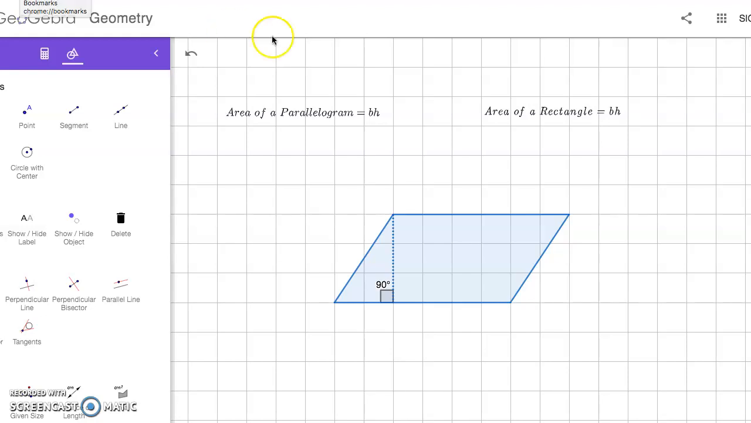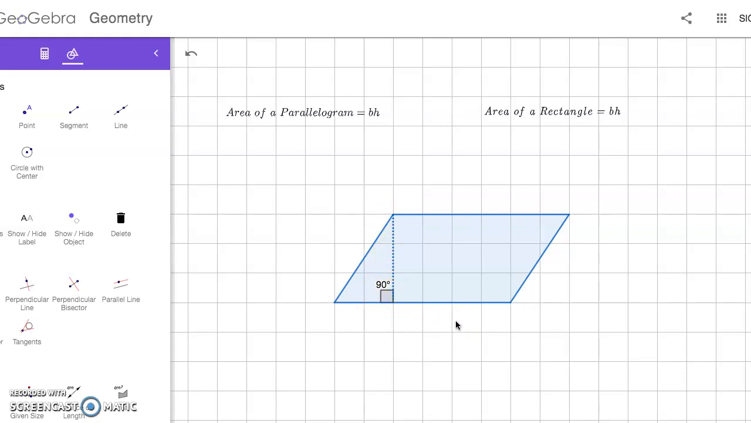Right now, I want to discuss why the area formula for a parallelogram is base times height, which is actually the same, sort of the same, as the area of a rectangle. So as you can see, we have a parallelogram here. The opposite sides are parallel. And we have this height drawn at a 90-degree angle to the base.